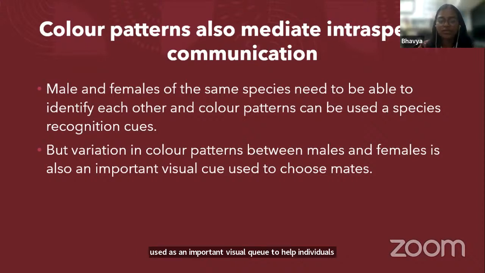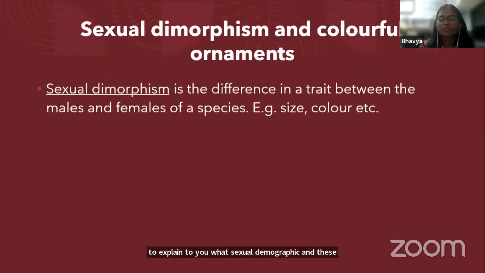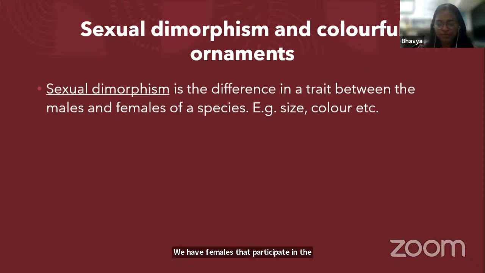And this is where the idea of sexual dimorphism or colors being used as ornaments comes in. I'm going to explain to you what sexual dimorphism and these colors as ornaments mean. We have sexual dimorphism, which is nothing but the difference in a trait between the males and females of a species. So if you go back to the slide that I had shown you and you remember those butterflies that I showed you, we have females that participate in the mimicry rings with males having very different wing patterns.